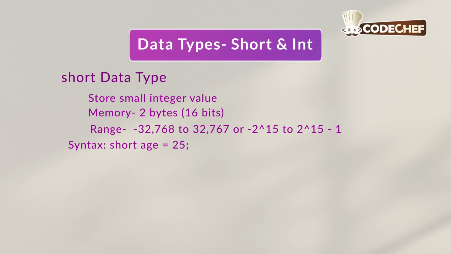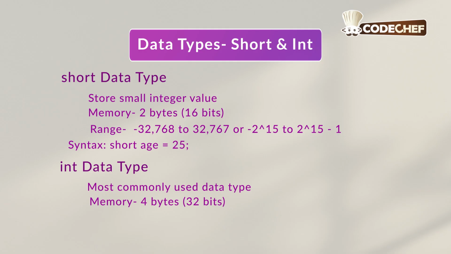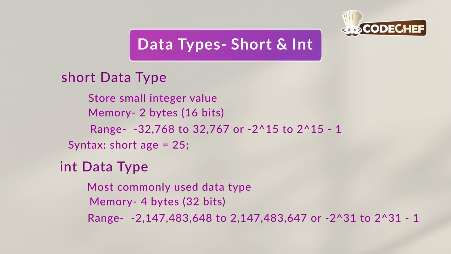Now the next data type that we are going to discuss is integer. So int data type. This data type is the most commonly used type for integers, and it usually takes 4 bytes or 32 bits of memory. The typical range, as you can see, is such a long range. In short, we can write it like minus 2 raised to the power 31 to 2 raised to the power 31 minus 1. And its syntax is int number is equal to 5000 semicolon, where int is the data type, number is the name of the variable, then the assignment operator, and 5000 is the value semicolon.